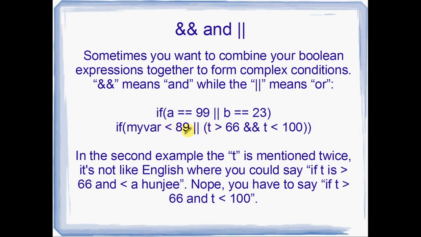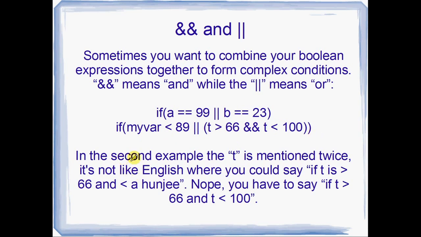Or, as an alternative, if that's not necessarily true, it's going to check this one and see if t is between those two values. And if t is greater than 66 and less than 100, then it's going to execute the statement as well. And only if both are false, t being between those two values and my var being greater than or equal to 89, then the statement's not going to execute.